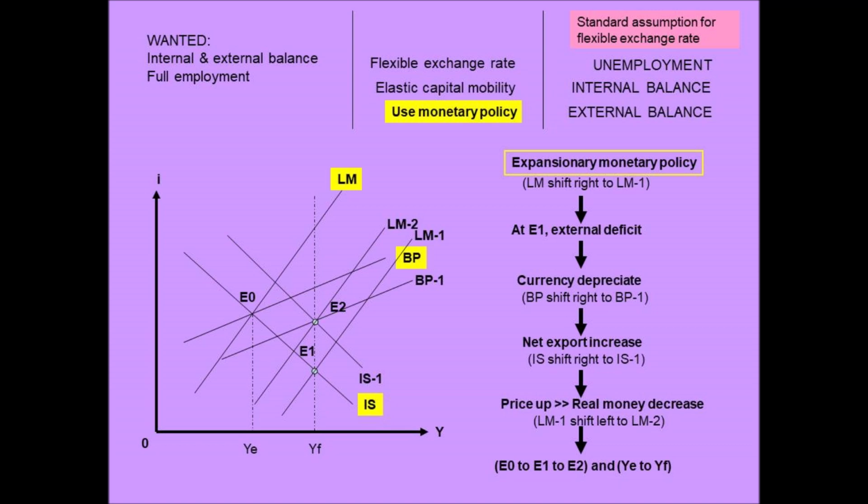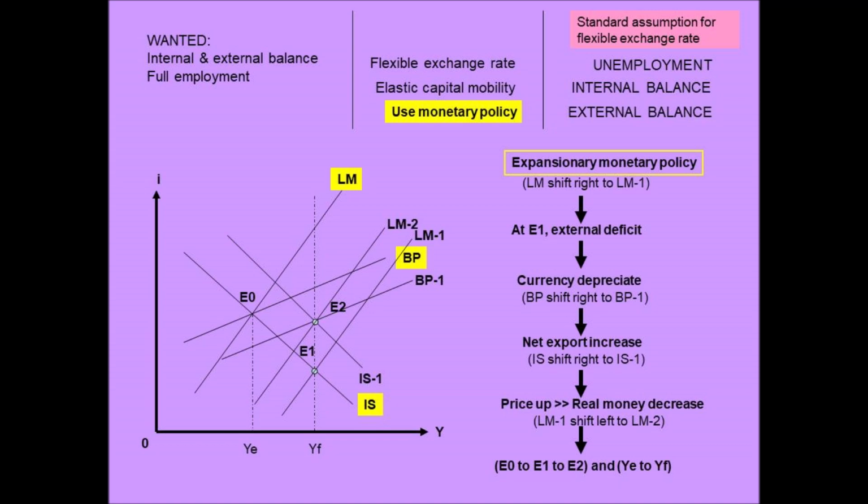IS and LM cross together at the YF output level. YF represents full employment. So at E2, you achieve internal balance and full employment. You see the process for monetary policy with elastic capital mobility. For monetary policy with inelastic capital mobility, you also have a similar, but slightly different, equilibrium path.